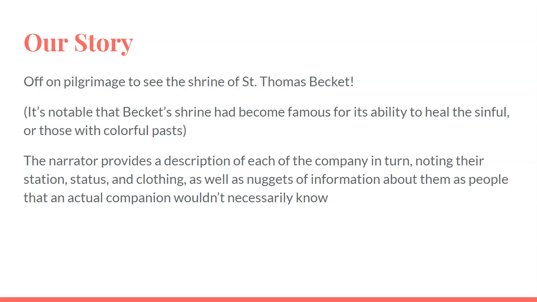So the narrator provides a description of each of the company in turn, noting their station, their status, their clothing, as well as some nuggets of information about them as people that someone who was actually traveling with them wouldn't necessarily know about them. So immediately we kind of understand that the point of view of the narrator is a little bit more omniscient, right? The narrator knows things about the characters that if the narrator were just another character, they wouldn't know. So right away we see that this narrator figure is not a self-insert character of Chaucer's, and the narrator is obviously not just Chaucer, but does occupy sort of a space in between real Chaucer and character Chaucer.